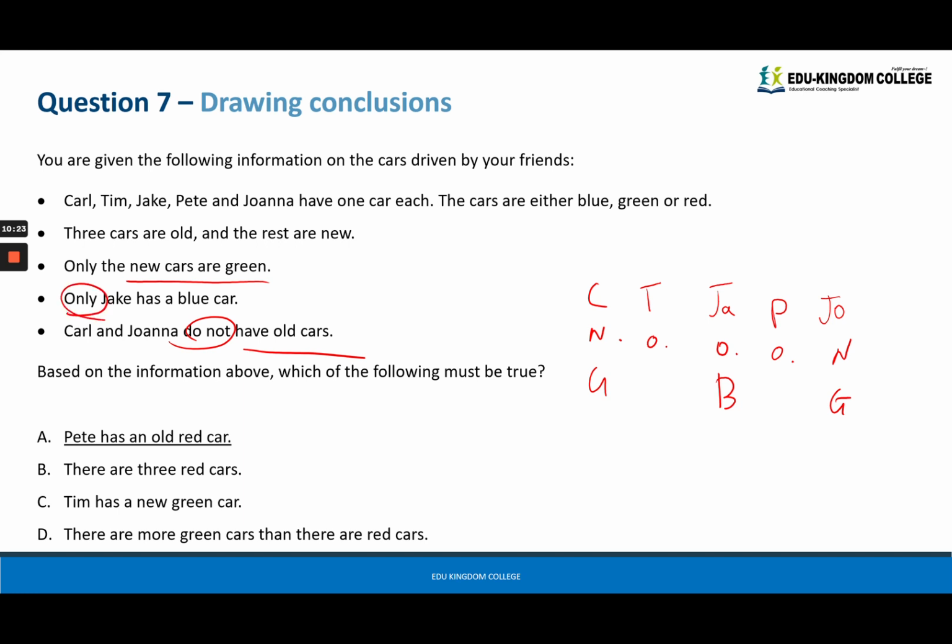Now, only Jake has the blue car, which means the other 2 must have the other color, the red car. Which of the following must be true? If you look at Pete, he has an old red car, or option A.